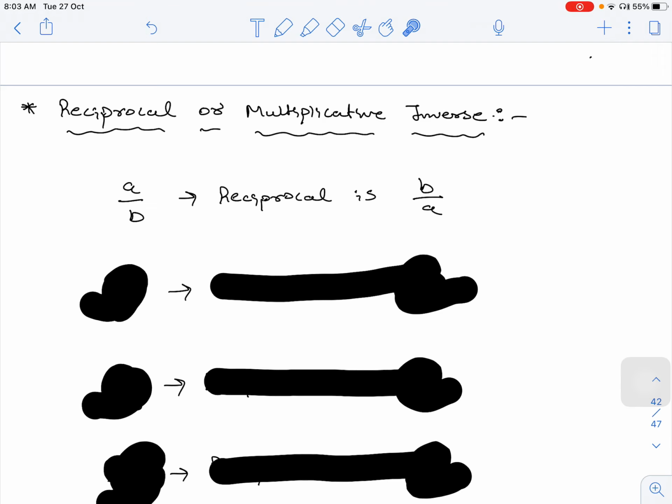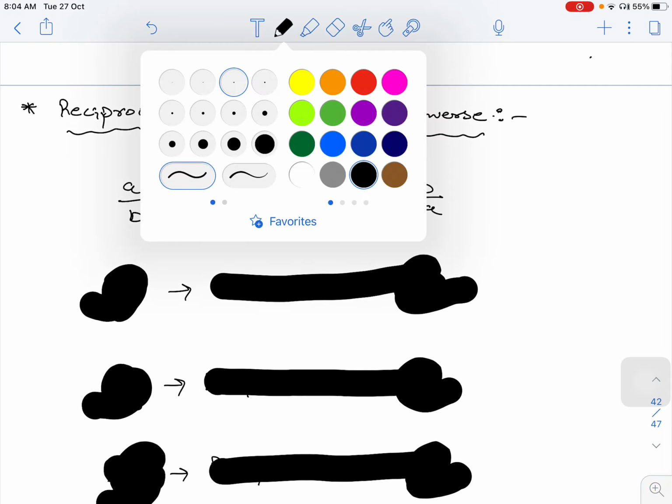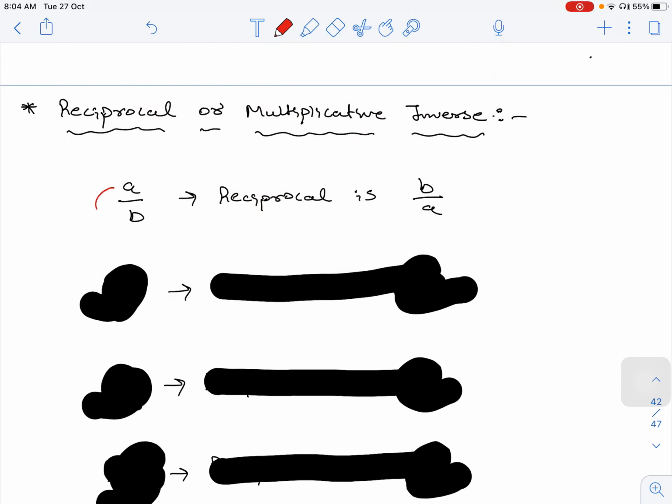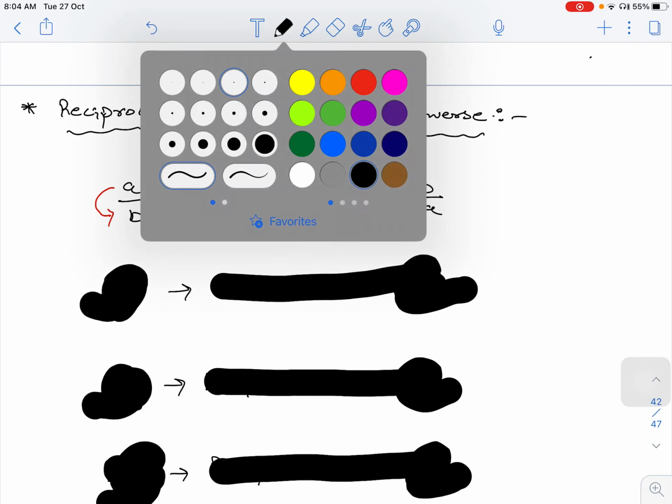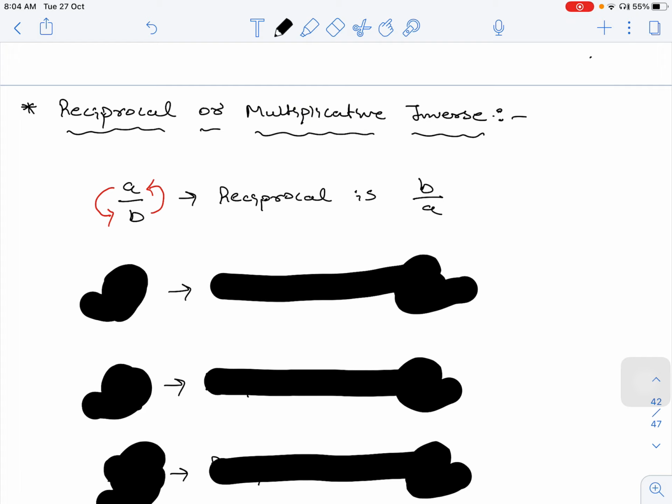So what we are doing in this one, we just bring the numerator to the denominator and the denominator will come to the numerator. Okay, so this numerator will go to the denominator and the denominator will go to the numerator. So only this change we are going to do in writing the reciprocal. Now let us see some examples.